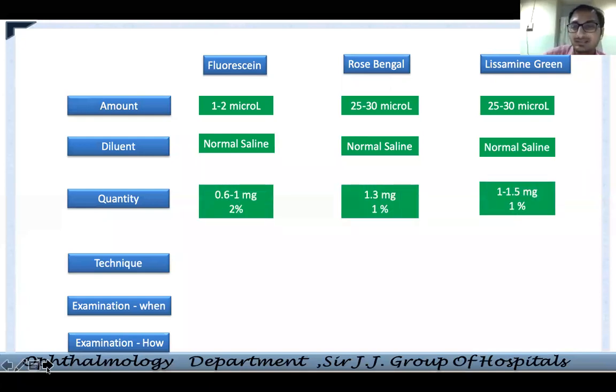Coming to quantity, this is in percentage. Ideally we should have a dropper which we can put inside the conjunctival fornix, but we don't have one. What we use are strips, and those strips are already loaded with a particular amount of stain. So I have written that this strip of fluorescein is 0.6 to 1 milligram, Rose Bengal is 1.3, Lissamine green is 1 to 1.5 milligram, and the percentage is also mentioned here. So what we are using, we should know how much percentage we are actually using.